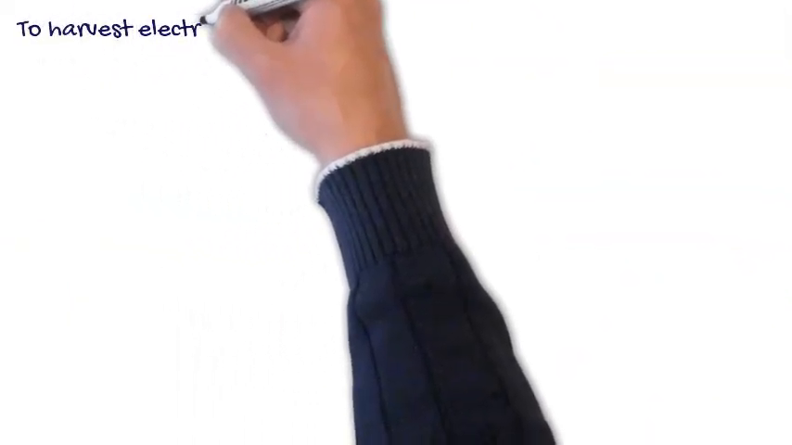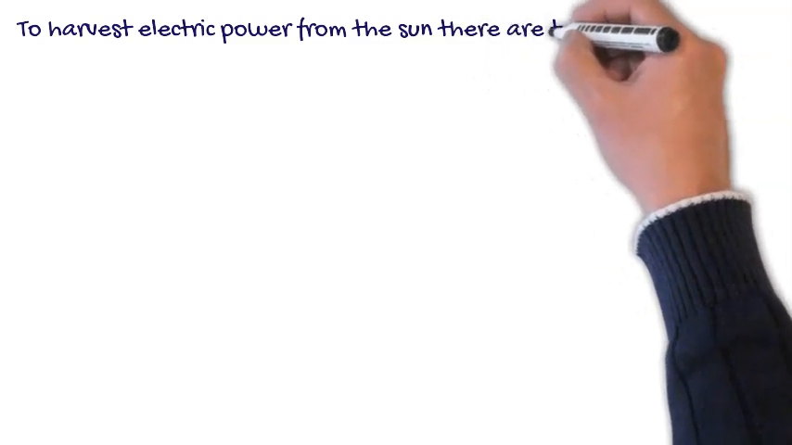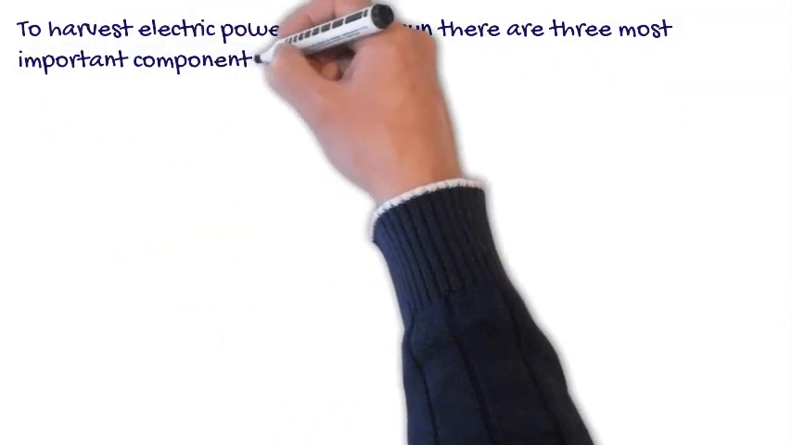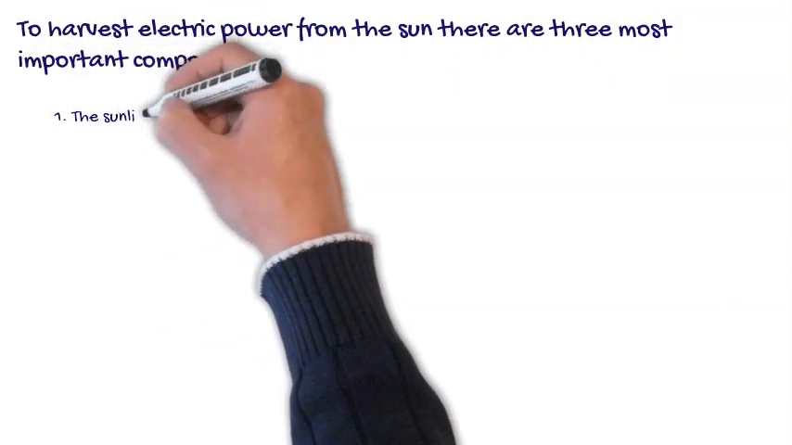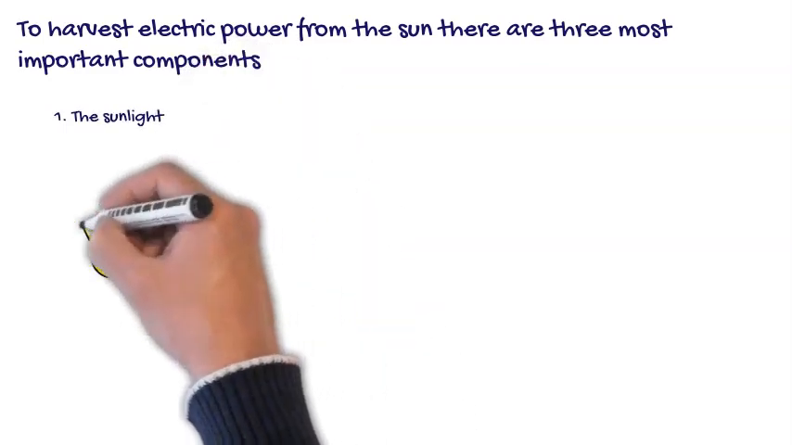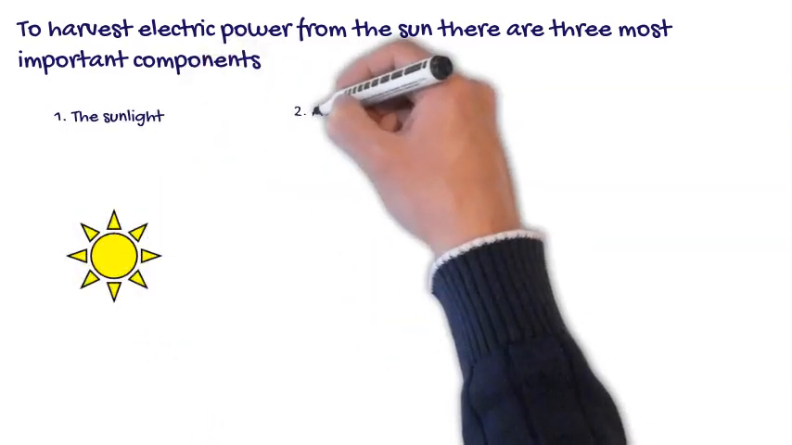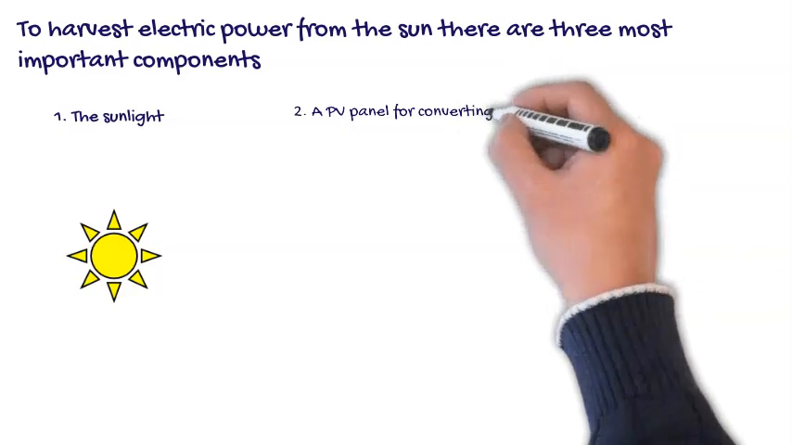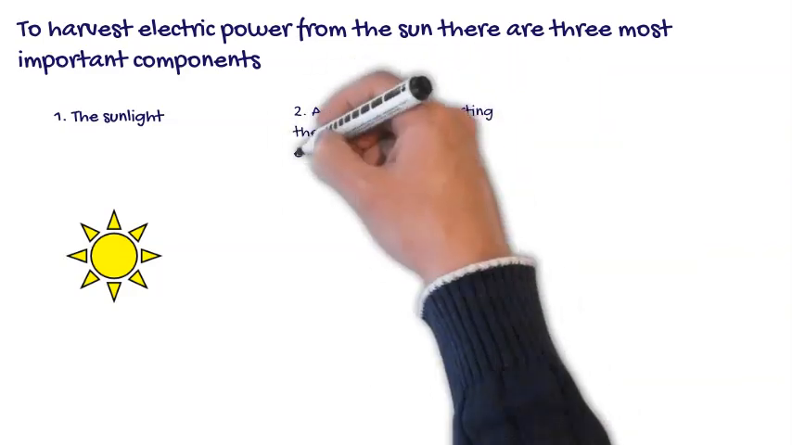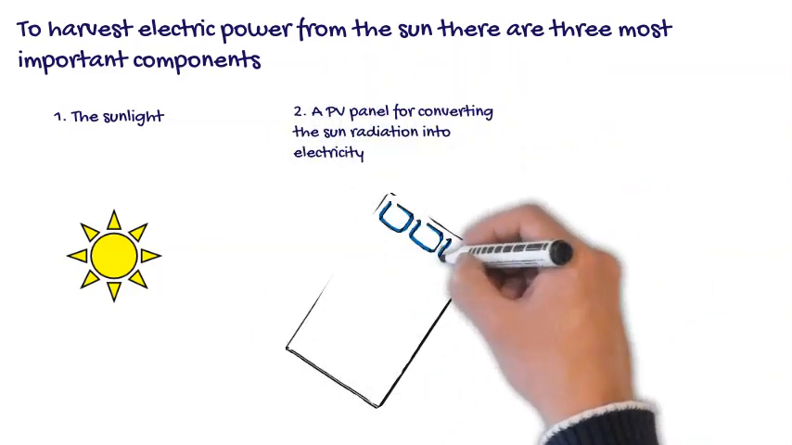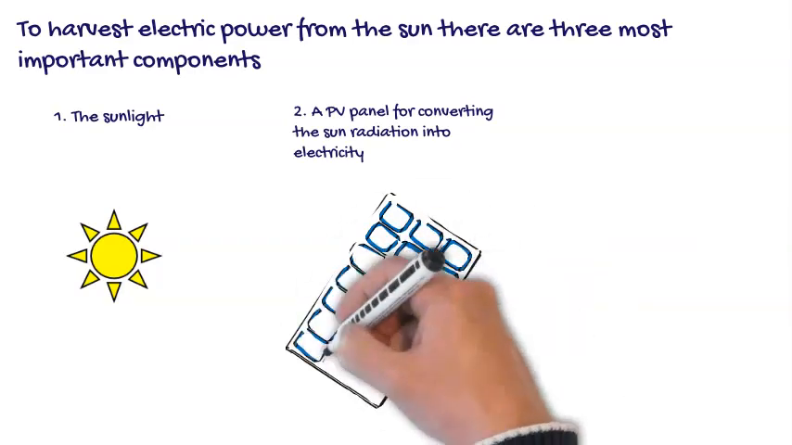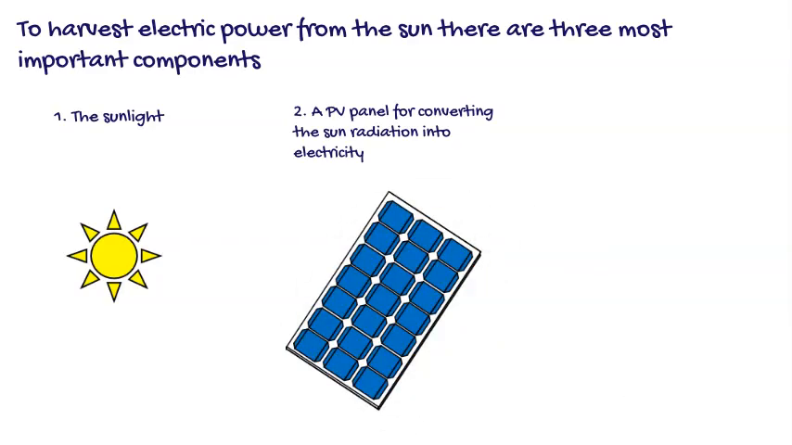In order to harvest electric power from the sun, there are three most important components. 1. We need the sunlight. At night the energy is not available. 2. We need a photovoltaic panel. Photovoltaic, or PV, is a device that converts the energy within the solar radiation into electricity. It is made of two different materials. The details will not be explained here.